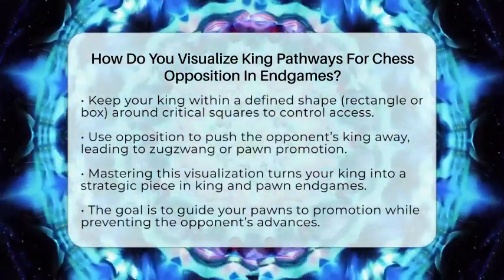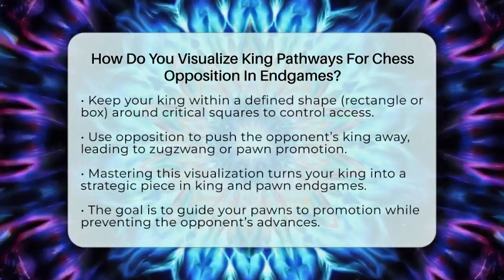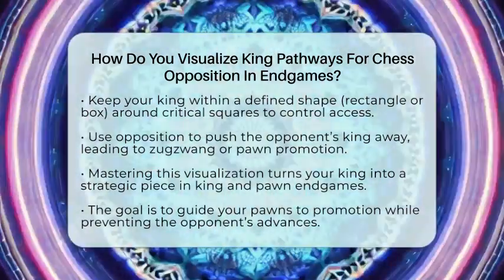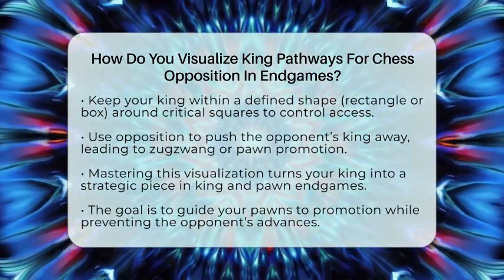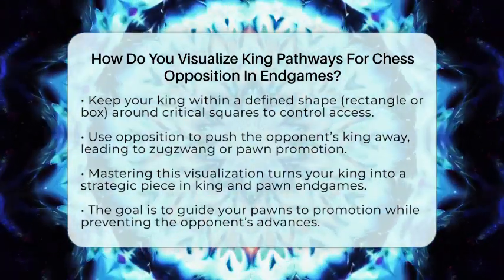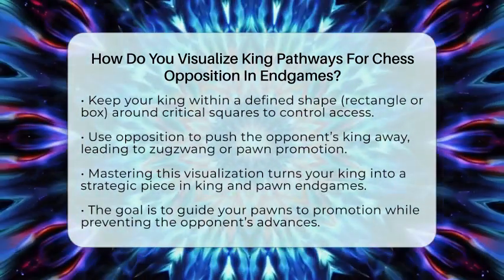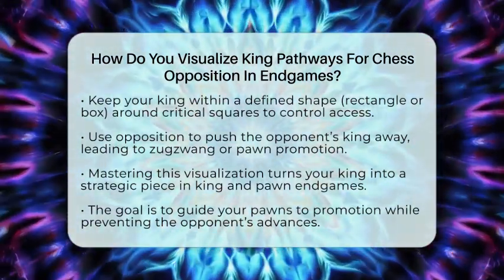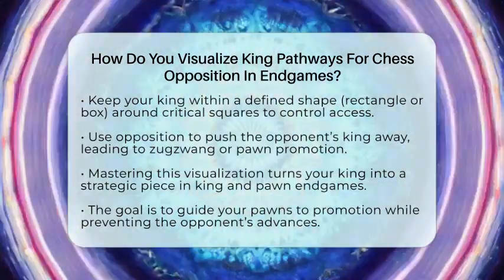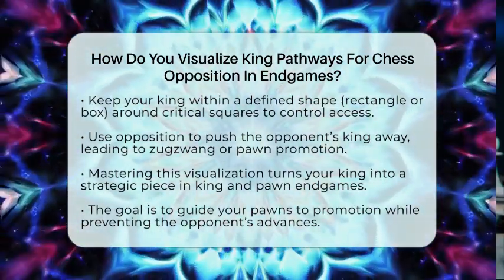Opposition is a fundamental tool in king and pawn endgames, often deciding who wins when only kings and pawns are left. Visualizing these pathways makes your king a powerful piece, guiding your pawns to victory and stopping your opponent's plans. Think of your king as a guiding hand, carefully moving along the right squares to control the game's outcome.